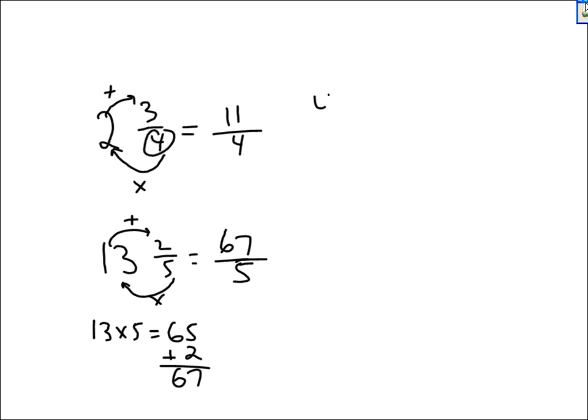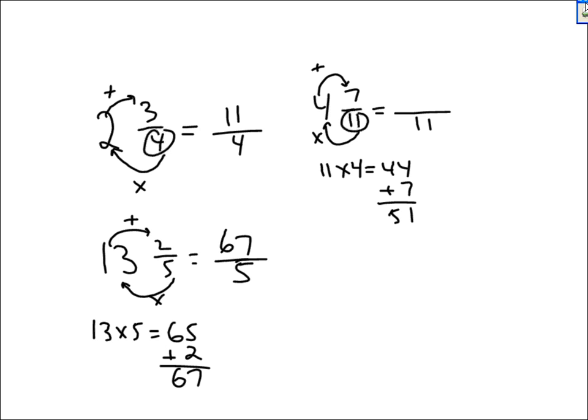4 and 7 over 11. The denominator is still 11. Multiply. 11 times 4 is 44. Add the numerator. Add 7 is 51. There's the answer. Problem is done. 51 over 11. You have to do 1 and 3/4.